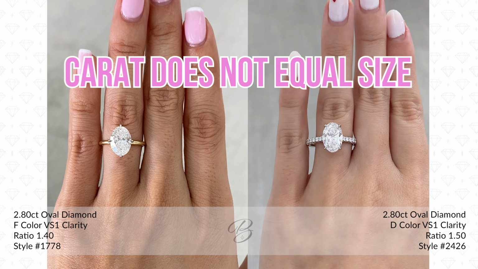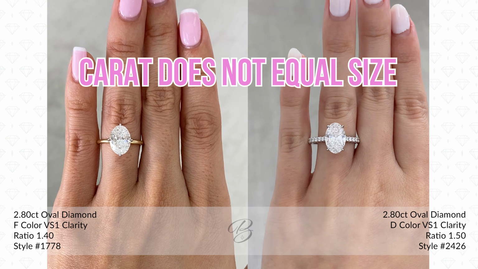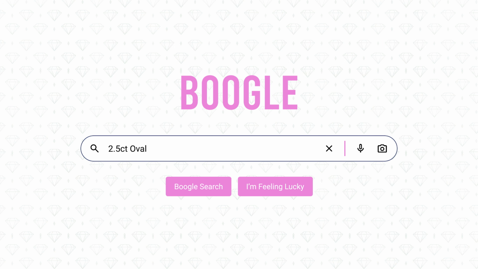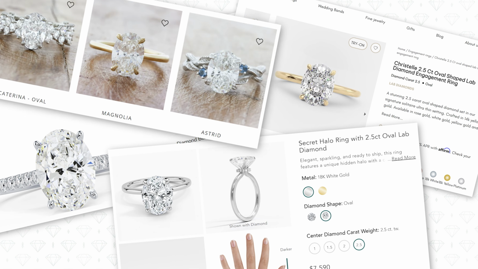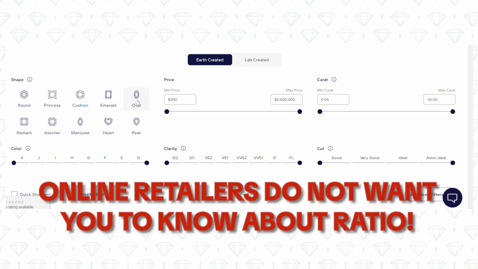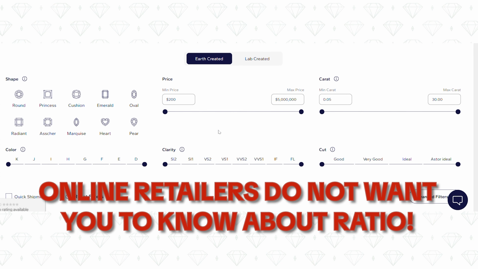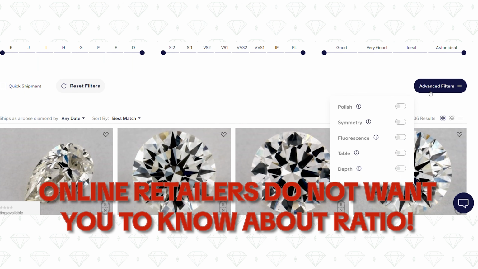Okay, so now that we got the basics out of the way, I'm going to talk about the most common mistake, which is that carat does not equal size, you guys. Whenever someone is going online and searching for an oval diamond ring, they type in 2.5 carat oval diamond engagement ring, or any carat size you want. The biggest mistake is that online retailers don't really want you to know about oval ratio, because they don't even have a tool to filter the diamonds based on their ratio.